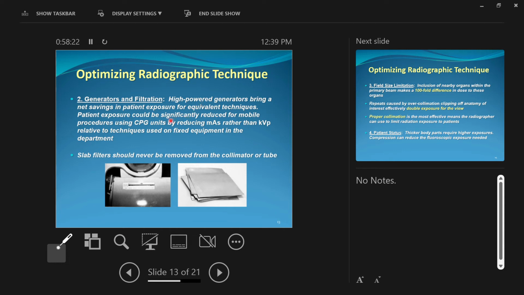Importantly, patient exposure could be significantly reduced for mobile procedures by using units that focus on high efficiency generators, charge capacitor generators. They basically work like a battery, okay? Good, so that's important. Now, filtration in your X-ray tubes.